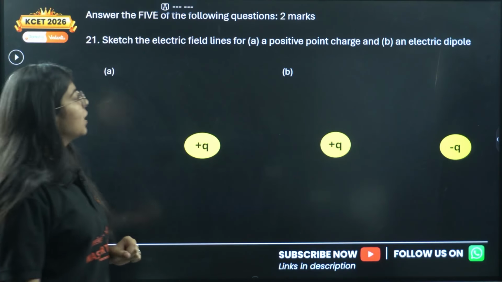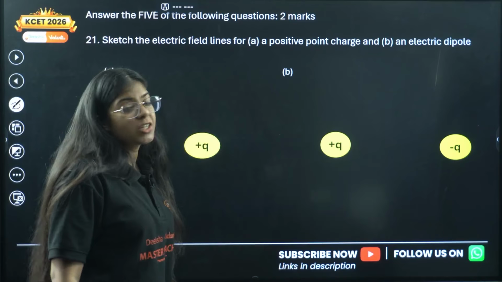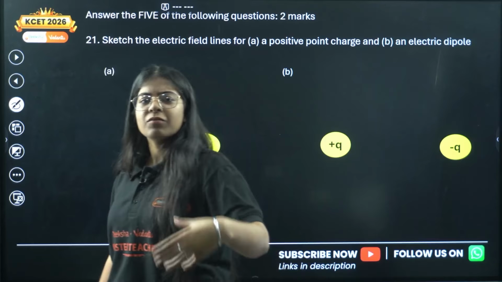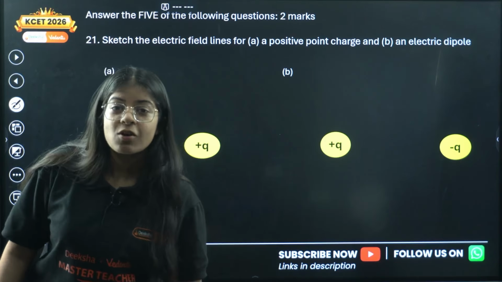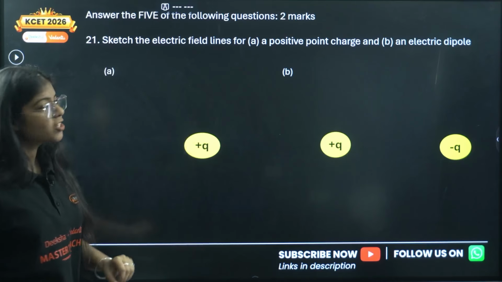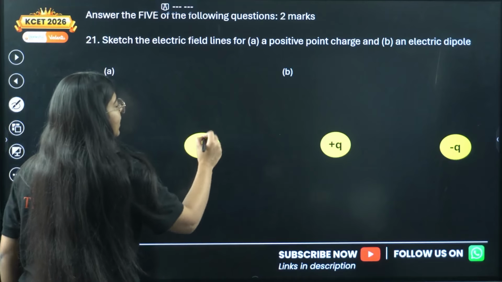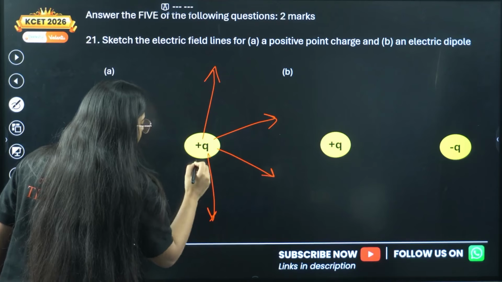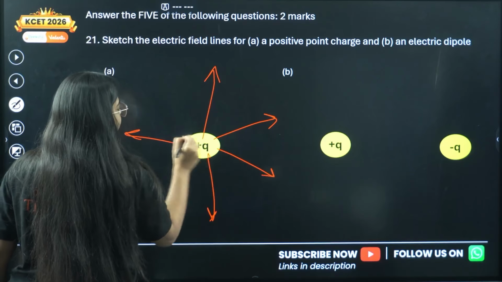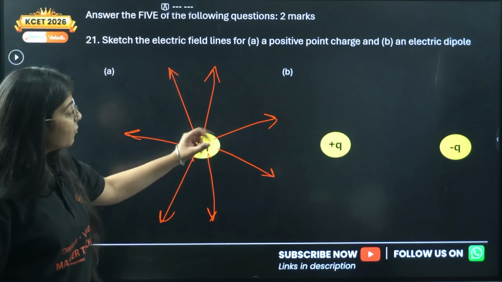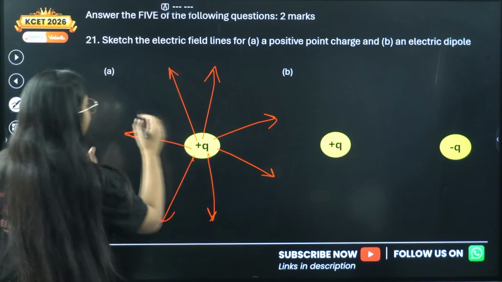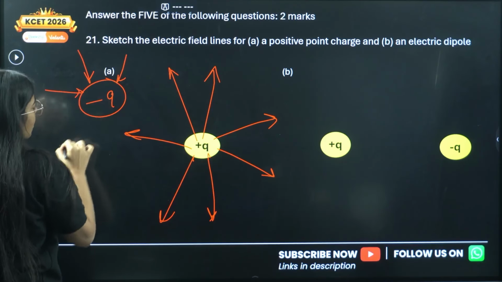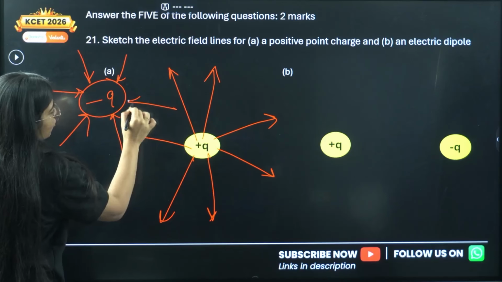Sketch the electric field lines of a positive point charge and an electric dipole. Very easy. We learnt this. This was one of the initial topics of your 12th, right? For a plus charge, we know that the electric field lines go outwards. Correct? And for minus q, the electric field lines are towards the charge, towards the negative charge.